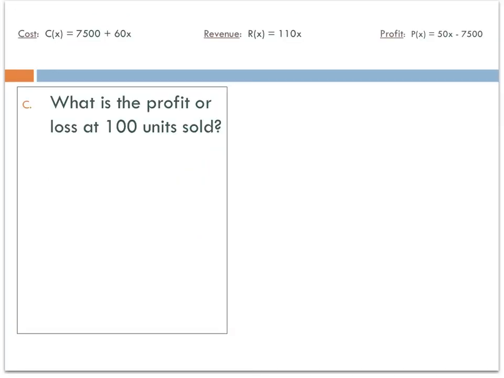So what is the profit or loss at 100 units sold? If there are only 100 widgets sold, will Julia make money or will she lose money? How can we determine that? Well, that is what our profit function is for. It tells us whether we're going to profit or not. So if we take our profit function and evaluate it at 100 widgets, then we'll know whether we're going to make or lose money.